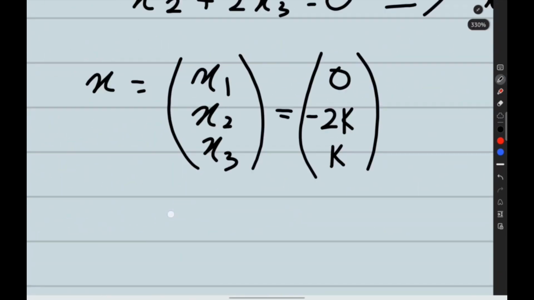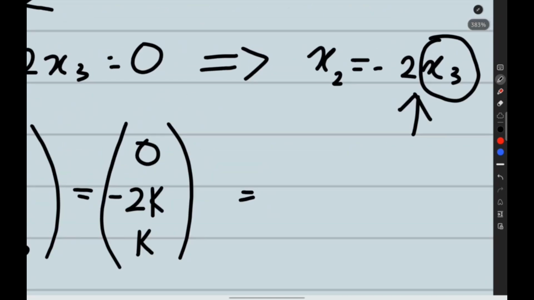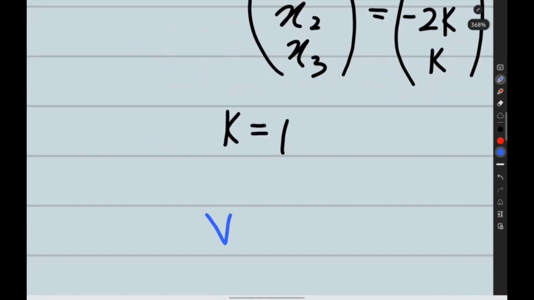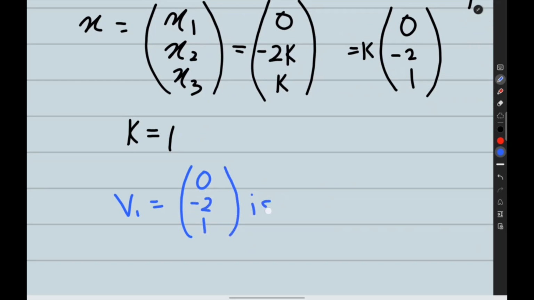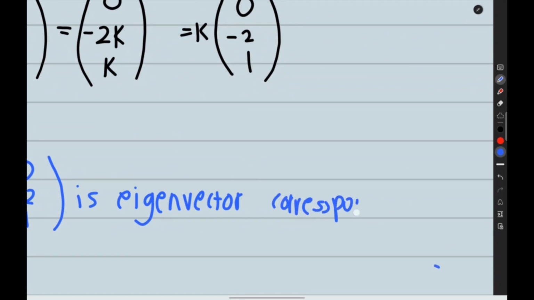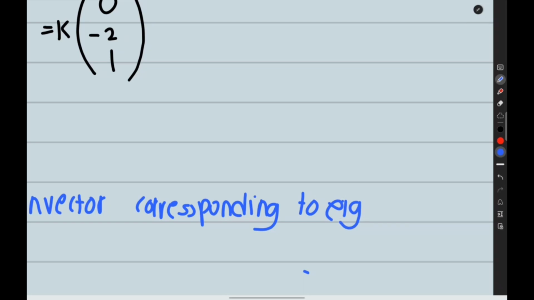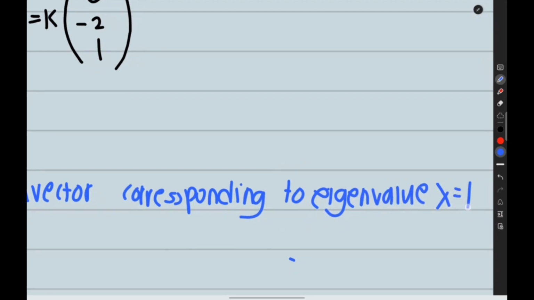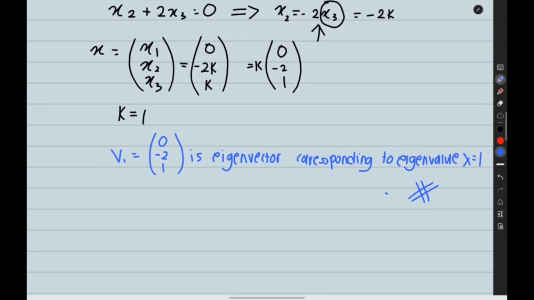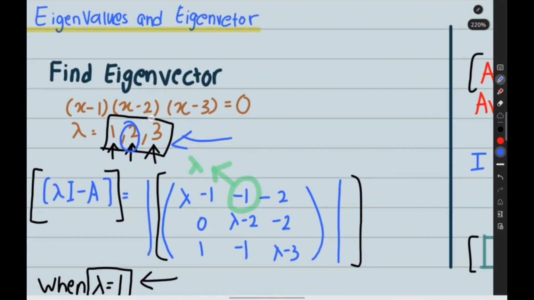So the last step, we just have to assume the value of k. We just assume 1, so it's easier to calculate the last answer. So k is 1, and we got the answer 0, negative 2, 1. So the last answer we can write as v, which is the eigenvector. 0, negative 2, 1 is the eigenvector corresponding to eigenvalue lambda equal to 1. And we got the final answer for lambda 1, and then we repeat the same steps with the different eigenvalues, which are 2 and 3.